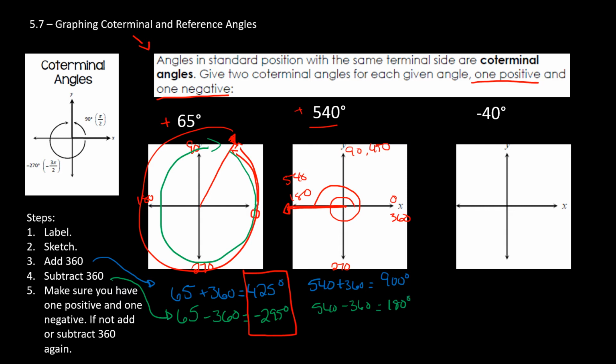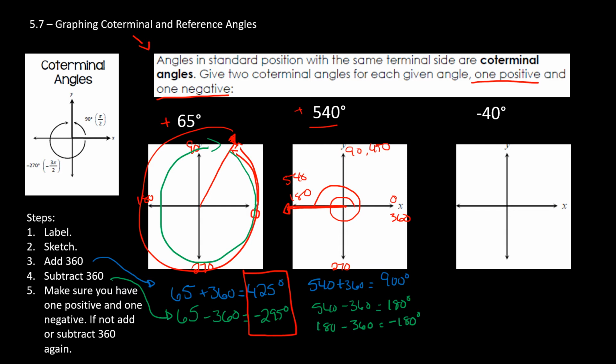Now the problem with this is we need a negative coterminal angle. We didn't get a negative, we got a positive 180. So this is where we go into step 5, where we didn't get that negative value. So we're going to take that 180 and we'll subtract 360 again. And this will give us negative 180.